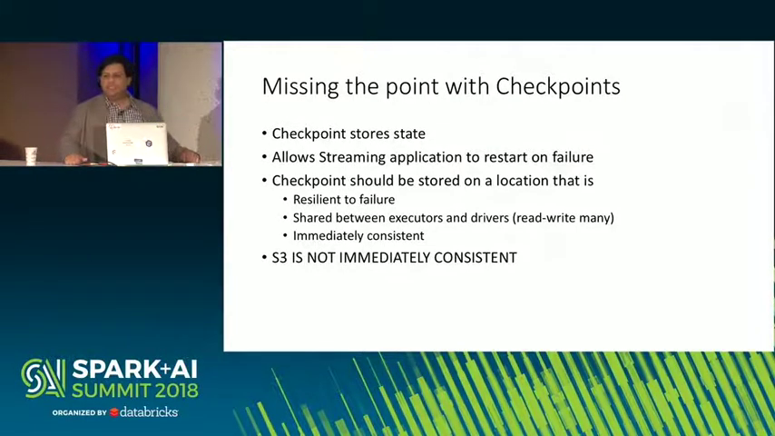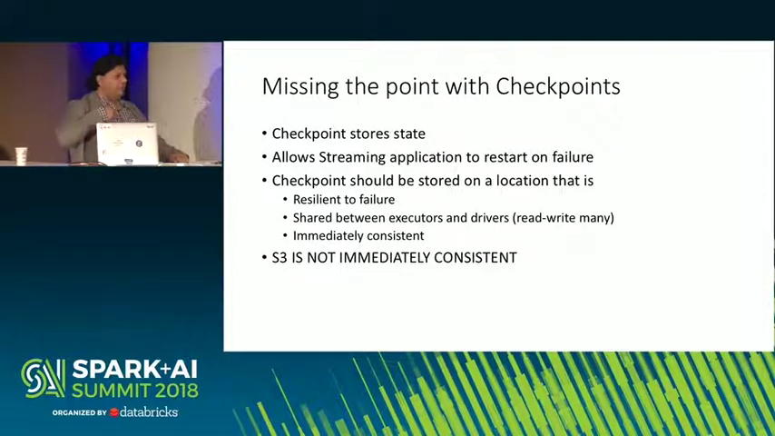What we didn't realize is that the checkpoint has to be immediately consistent. Because between microbatches, at the end of a microbatch Spark writes to the checkpoint, and at the start of the next microbatch it reads back from the checkpoint. And if your checkpoint location is not immediately consistent, what it reads back might be an old copy, and then your application will crash. And S3 is not immediately consistent, right? So this was a problem.